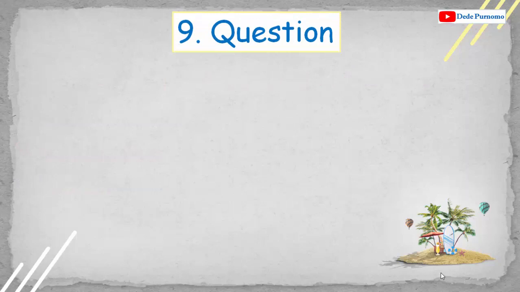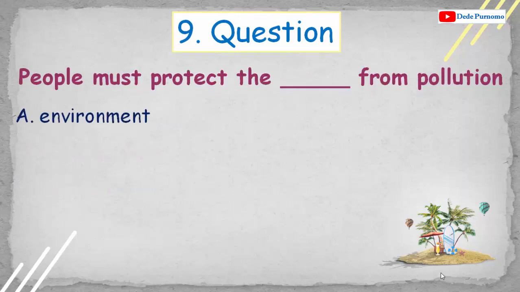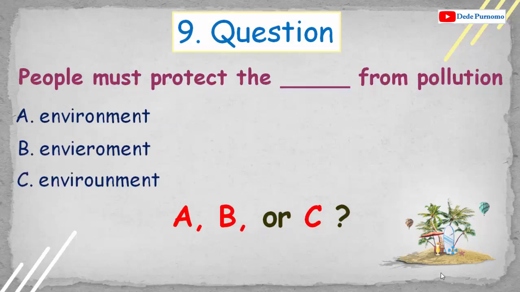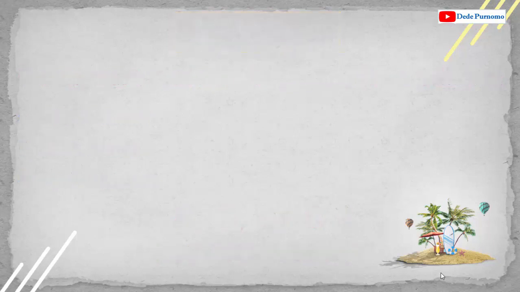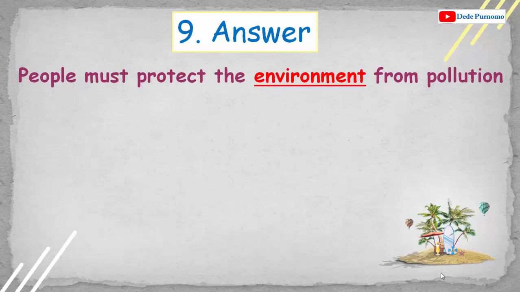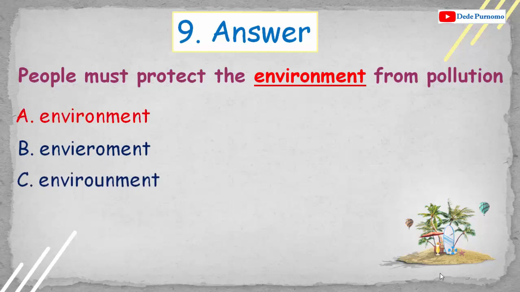Number 9. Question. A, B, or C? Answer. People must protect the environment from pollution. A.